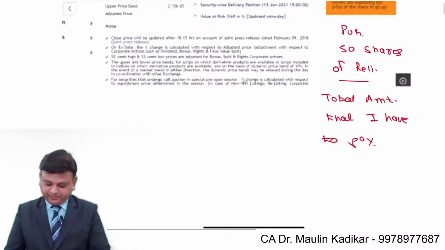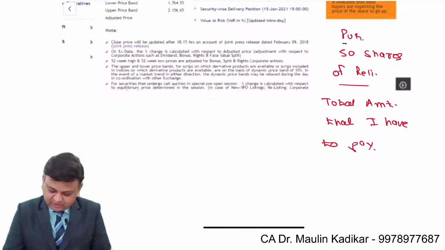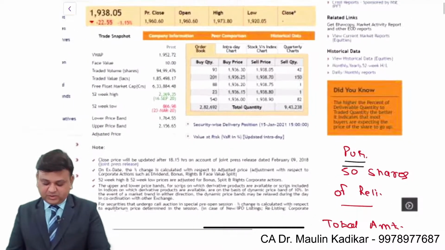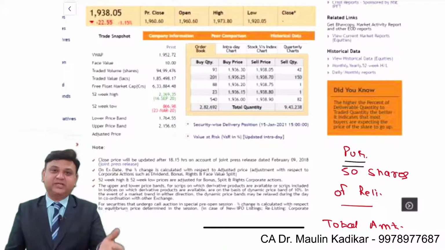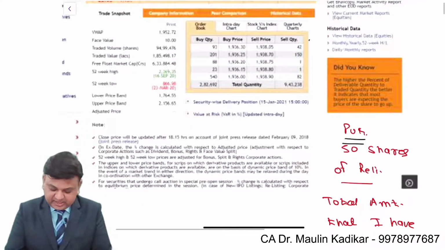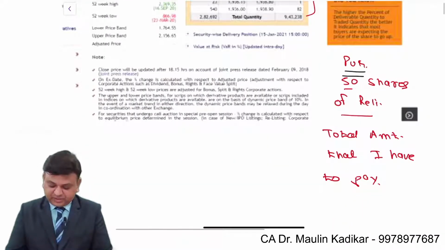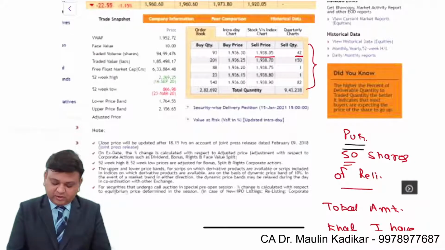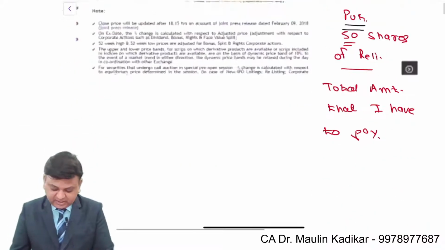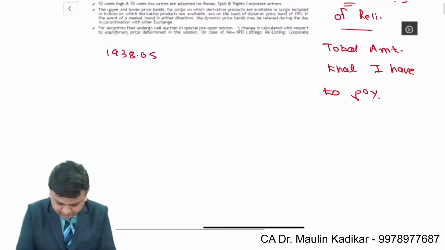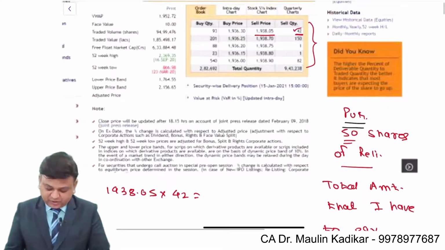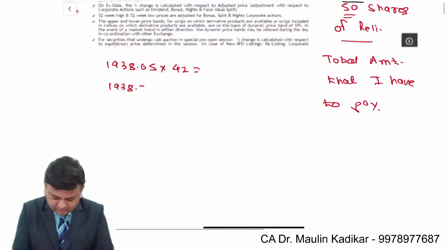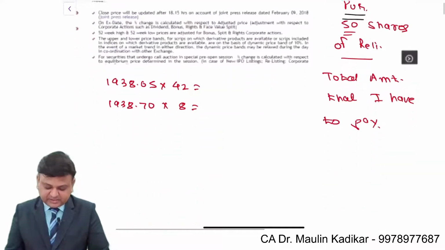Dear students, listen carefully, I want to purchase 50 shares. So I have to approach somebody who is ready to sell, because I want to buy. These are the traders who are ready to sell. The very first trader, ready to sell at the lowest price, is ready to sell only 42 shares. So 1938.05 into 42 is the price at which 42 shares will be purchased, and 1938.70 into 8. This is the price at which I am going to buy the shares.